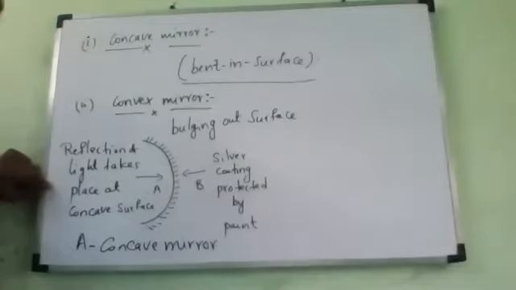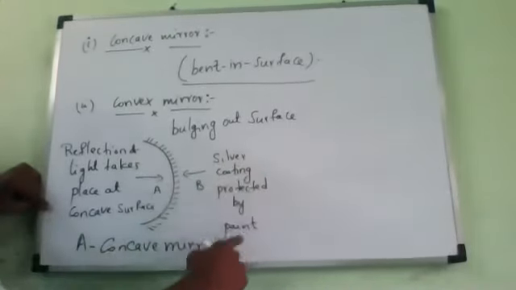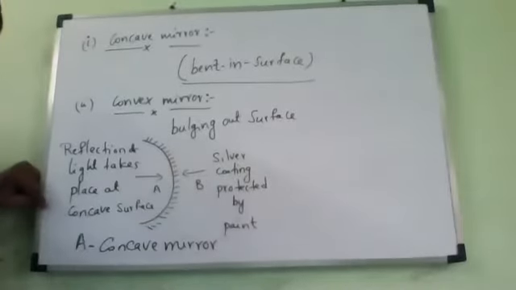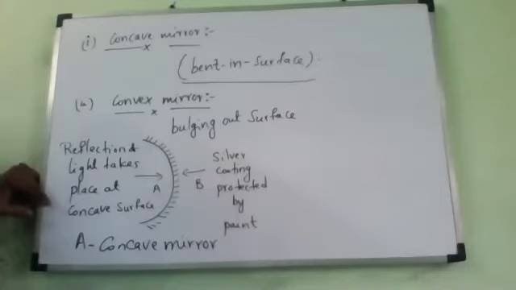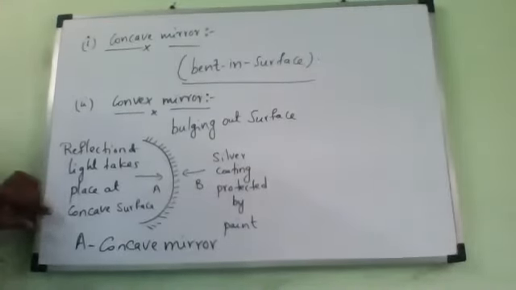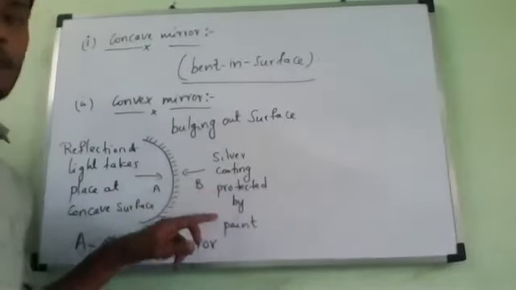Sir, I cannot see it properly, sir. Can you take a picture of it and send? Reflection of light takes place at the concave surface. This is the silver coating protected by paint, A and B. Is it okay? Reflection of light takes place at the concave surface. Understand, Padmashini? This is the silver coating protected by paint.